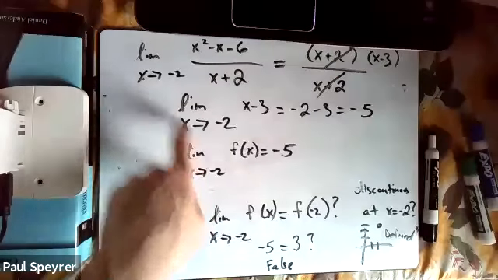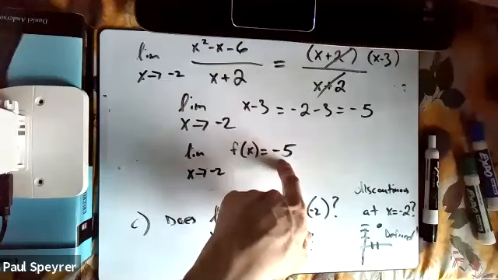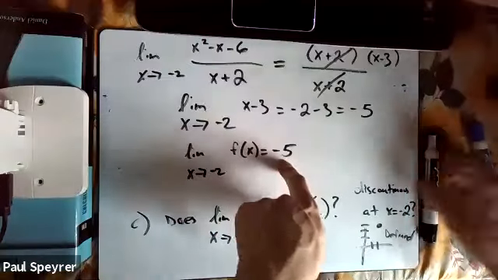Would it be true to say that the limit does not exist as well? No, the limit does exist because we got -5, correct? We got -5 right there, from that part of the piecewise function. The limit does exist.